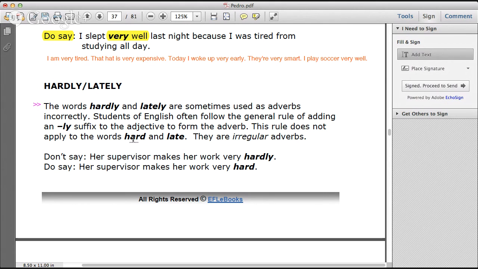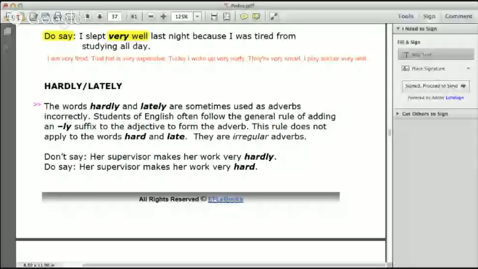All right, so we cannot add the ly to hard and late. It does not turn that into an adverb, meaning that you're doing something very hard. When you say I was working very hard or something like that, you would use that as an irregular adverb and not add the ly on there. So for example, let's read what we should say and what we shouldn't say.